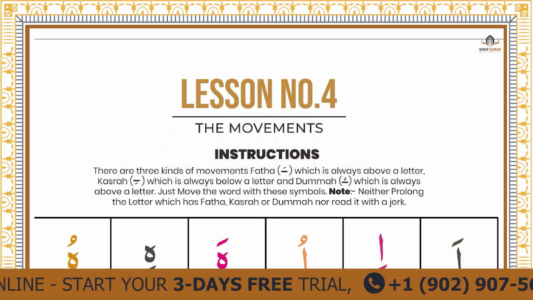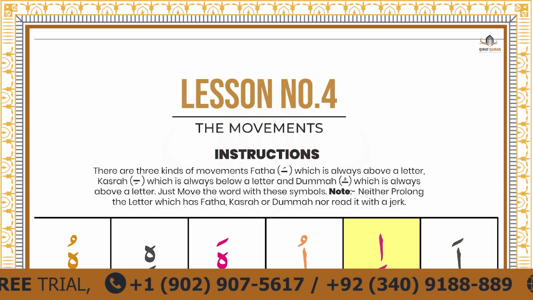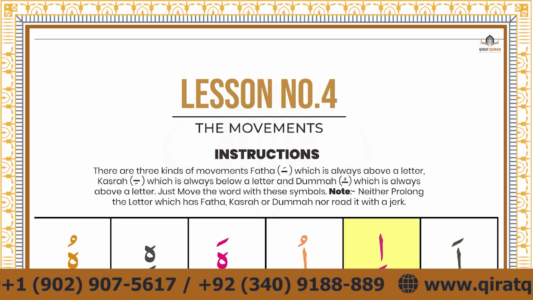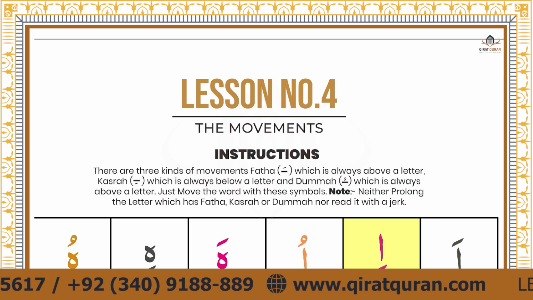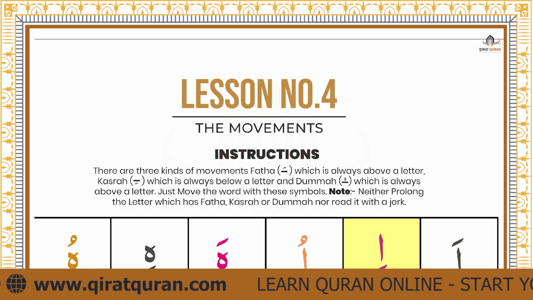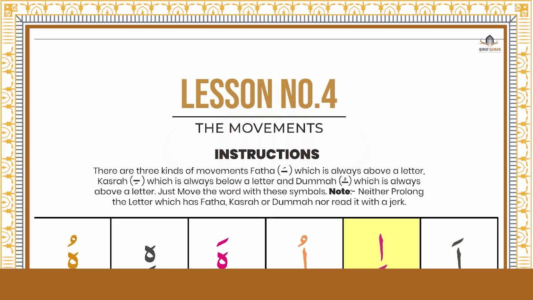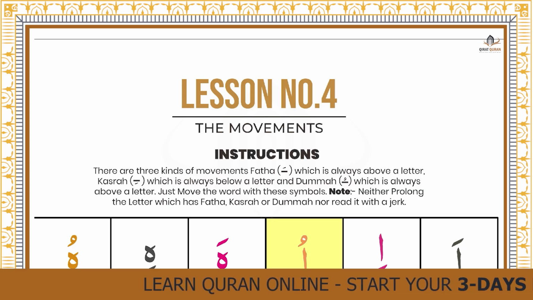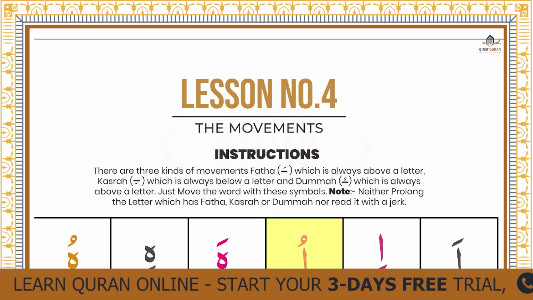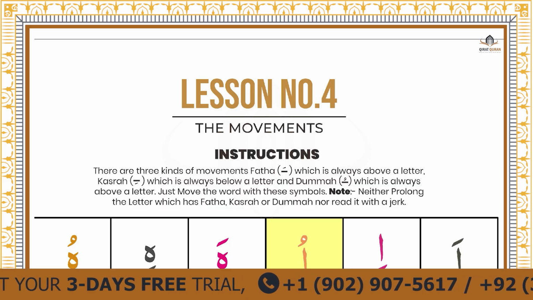Then the second one, a dash below the letter, is called kasra, and it is pronounced as a short e after the letter. After the sound of the letter, you have to add the e sound. So this is the sound of kasra. And then the next one, a comma shape above the letter, is called dhamma, and it is pronounced as a short u after the letter.